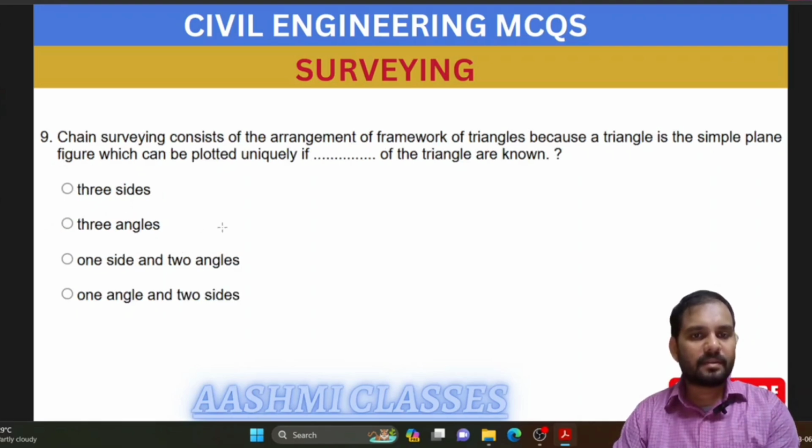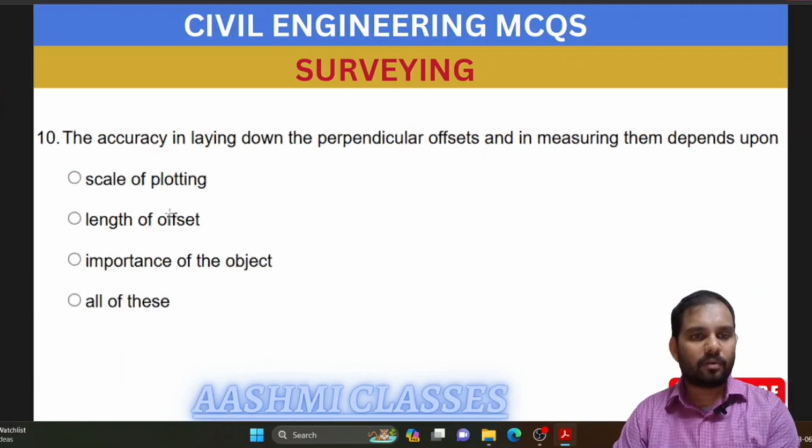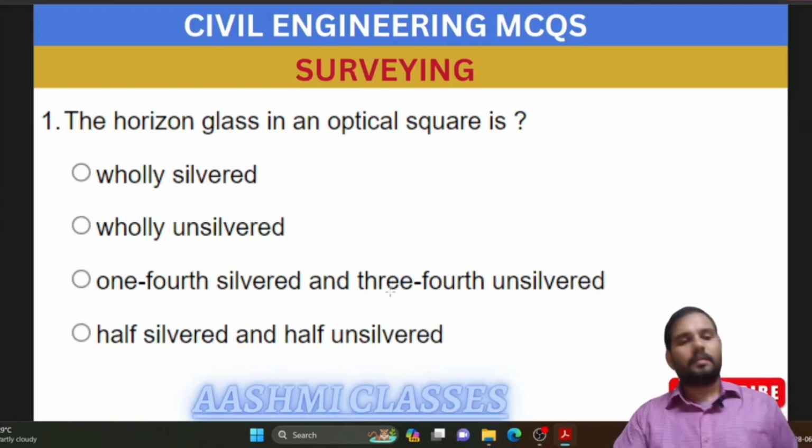Chain surveying consists of the arrangement of framework of triangles, because a triangle is the simple plane figure which can be plotted uniquely if three sides of the triangle are known. The accuracy in laying down the perpendicular offsets and in measuring them depends upon the scale of plotting, length of the offset, importance of the object, all of these.